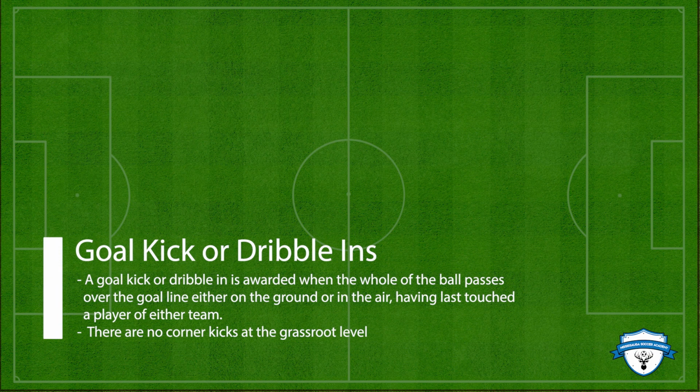A goal kick or dribble-in is awarded when the whole ball passes over the goal line, either on the ground or in the air, having last touched a player of either team. Also note that there are no corner kicks at the grassroots level.